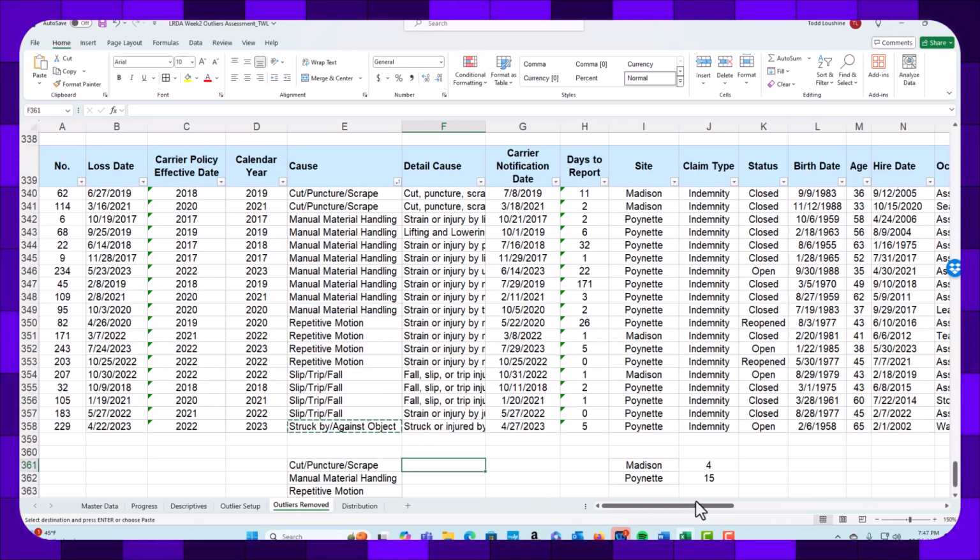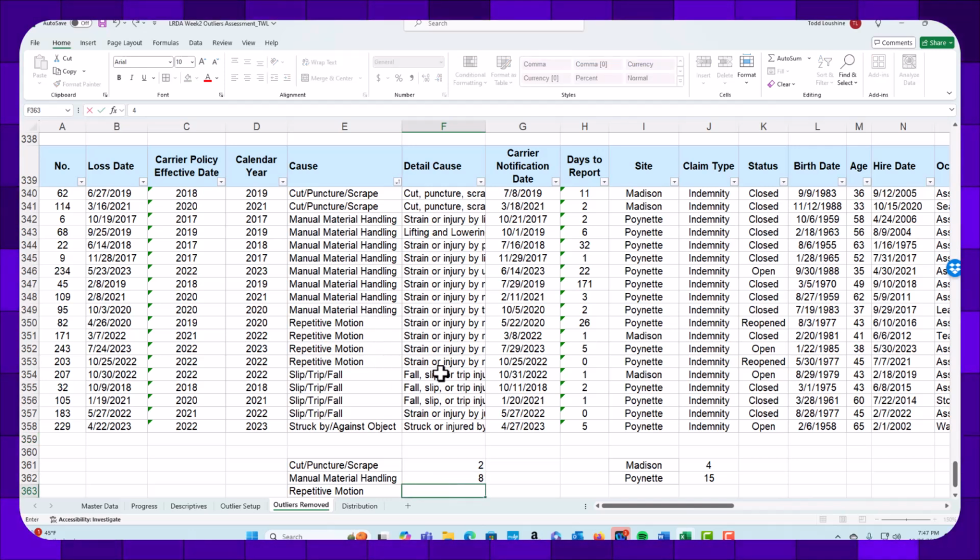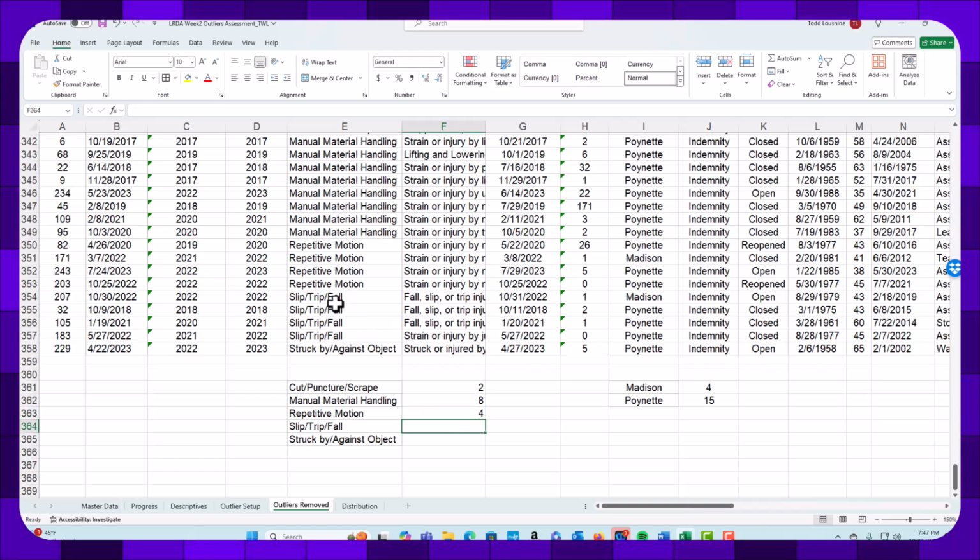So there's 2 of those. There's 1, 2, 3, 4, 5, 6, 7. Wait, 1, 2, 3, 4, 5, 6, 7, 8. Of course, it has to equal 19 when I'm all done. 1, 2, 3, 4, 5. Repetitive motion. Slip, trip, and fall. 1, 2, 3, 4. And 1 struck against. 10, 8, and 1 is 19. Okay, look at it that way. Got that. They're all indemnified.